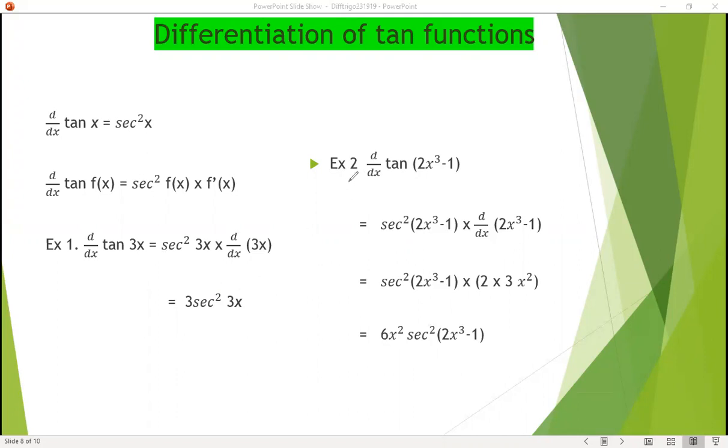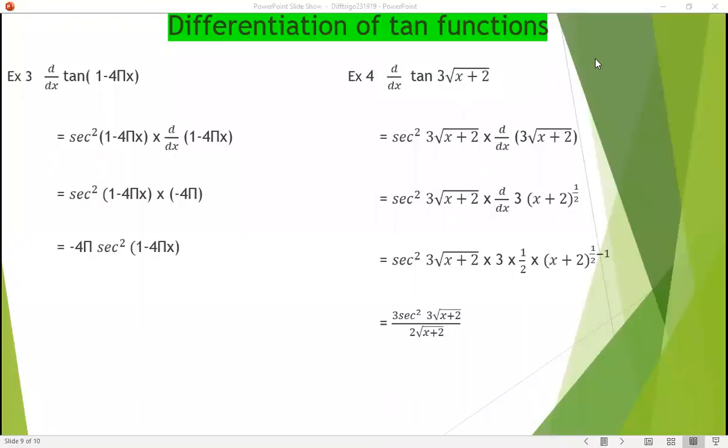Second example, differentiation of tan 2x cubed minus 1 is sec squared of bracket 2x cubed minus 1 multiplied by the differentiation of 2x cubed minus 1, which is 6x squared. So final answer, differentiation of tan 2x cubed minus 1 is 6x squared sec squared 2x cubed minus 1.